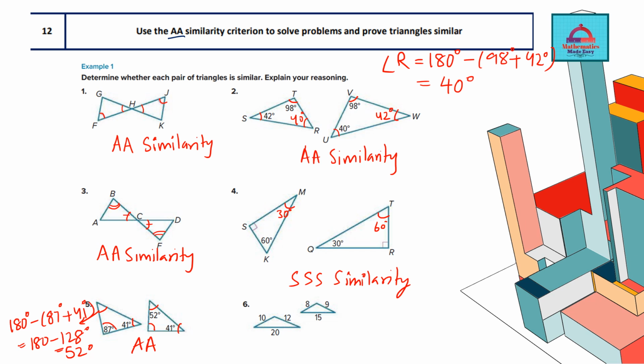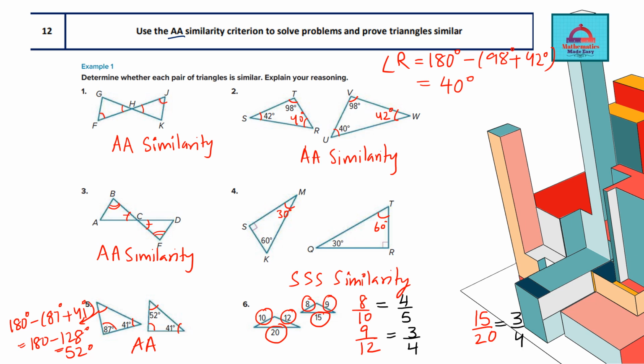So let's do the ratio. 8, the corresponding side is 10, so the ratio will be 8 over 10. 9, the corresponding side is 12, so the ratio will be 9 over 12. 15, the corresponding side is 20, so the ratio will be 15 over 20. So what are these values? Let's see. 8 over 10 in simplest fraction is 4 over 5. 9 over 12 in simplest fraction is 3 by 4. And 15 by 20 is also 3 by 4.